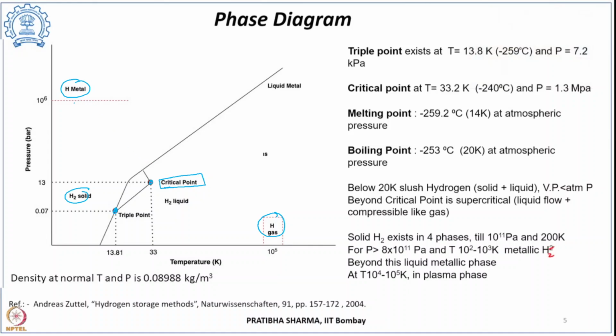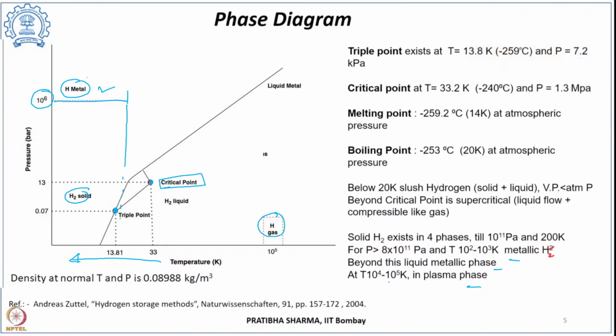Metal hydrogen means the temperature is low, when we go in the left hand direction, the temperature is less, and the pressure is above 10 to the power 6 bar. This behaves like metal, so we can call it metal hydrogen. You can see the properties of metallic hydrogen here.